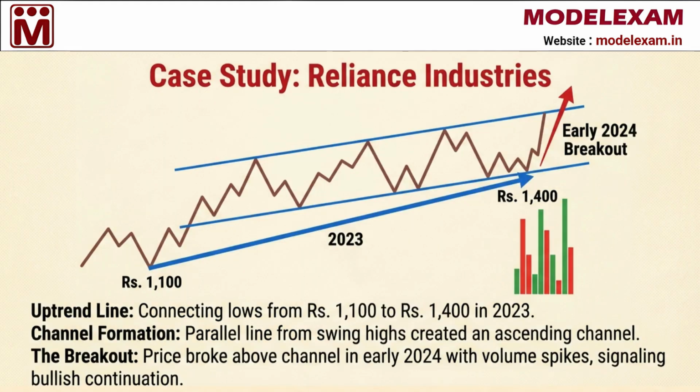Finally, let us look at a case study of Reliance Industries to see trend lines in action. You can see an uptrend line connecting the lows from 1,100 rupees to 1,400 rupees in the year 2023. By drawing a parallel line from the swing highs, we see a clear channel formation. Then, in early 2024, the price broke above the channel with volume spikes. This breakout signaled a strong bullish continuation, offering a great trading opportunity.